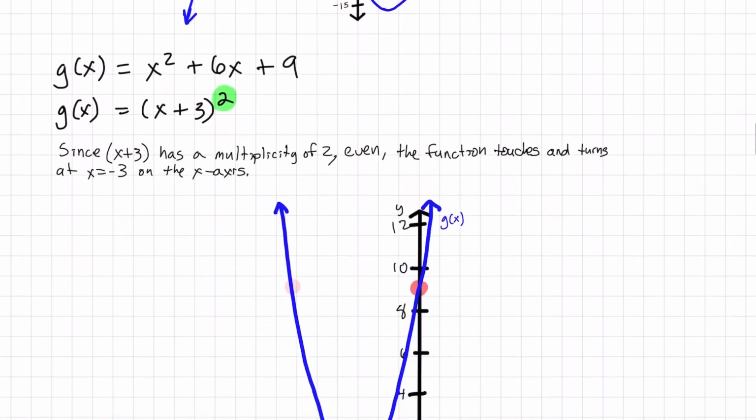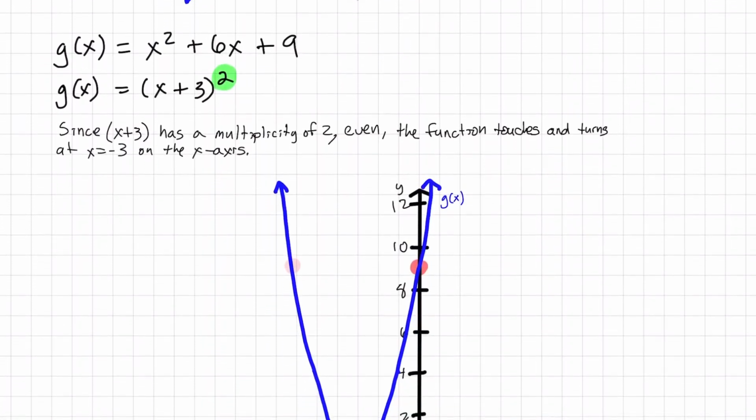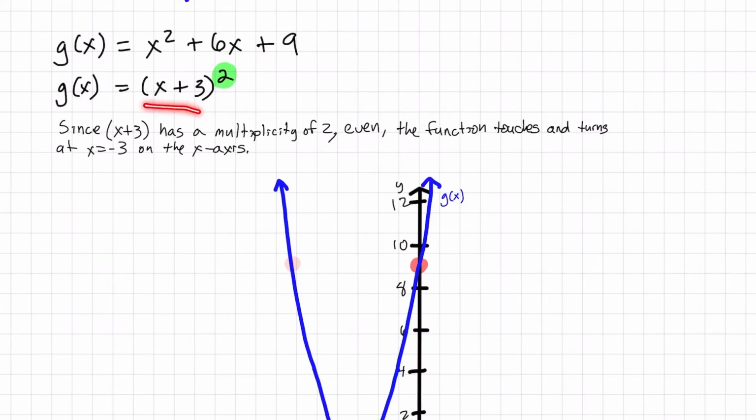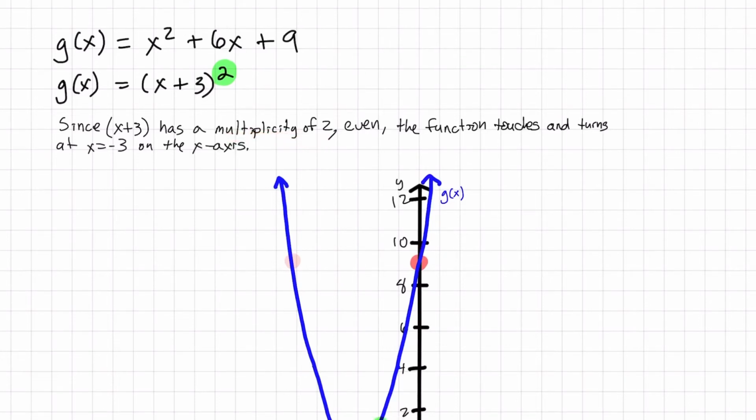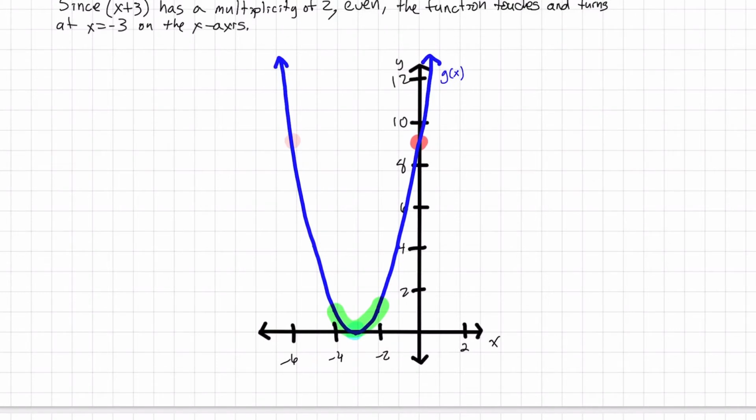But this g function, my one unique factor is x plus 3, and I have 2 of them. So I could write it as (x + 3) squared. So x plus 3 has a multiplicity of 2. So that means whenever I graph this, it's going to touch the x-axis at that negative 3 and then turn around. Some people think of it as like bouncing. It like bounces off the x-axis. I just refer to it as touching and turning.